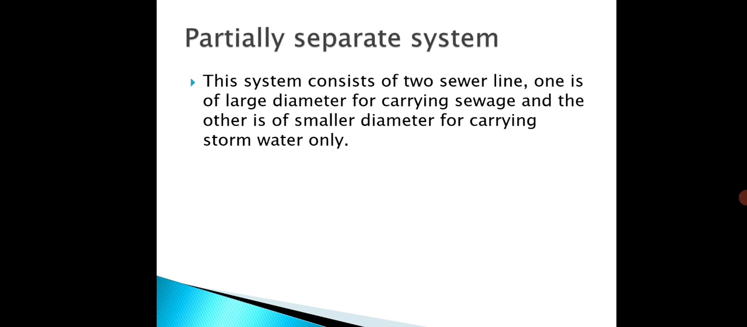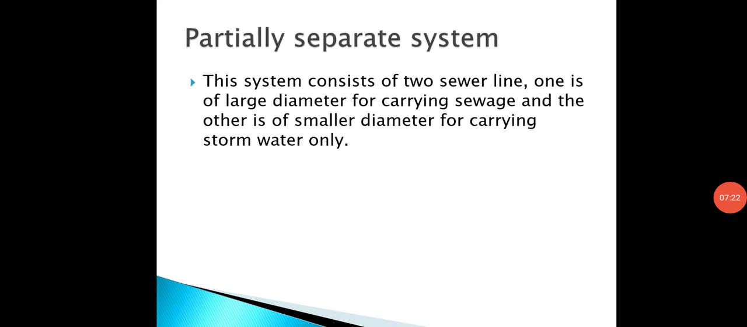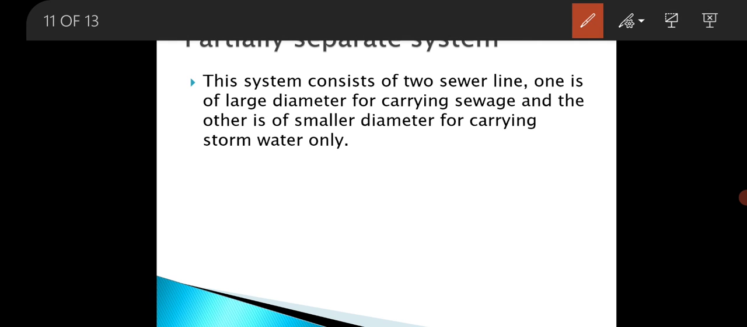Third type of system is partially separate system. This system consists of two sewer lines. One is of large diameter for carrying sewage and the other is of smaller diameter for carrying storm water only. In this case, when it rains, the storm water at the beginning is allowed to flow with the sewage through the large sewer line.